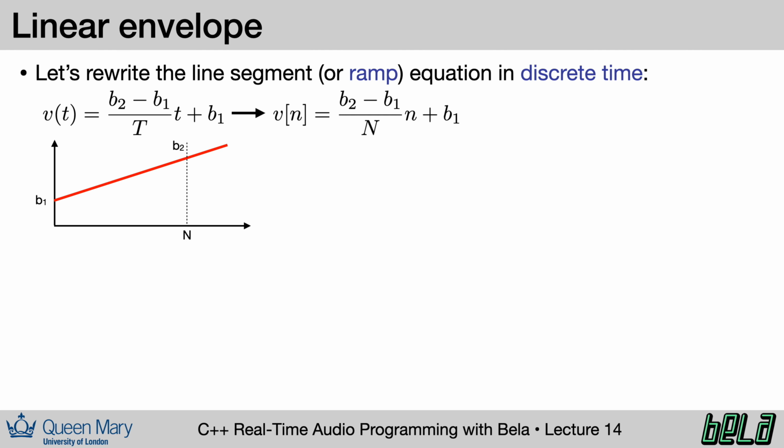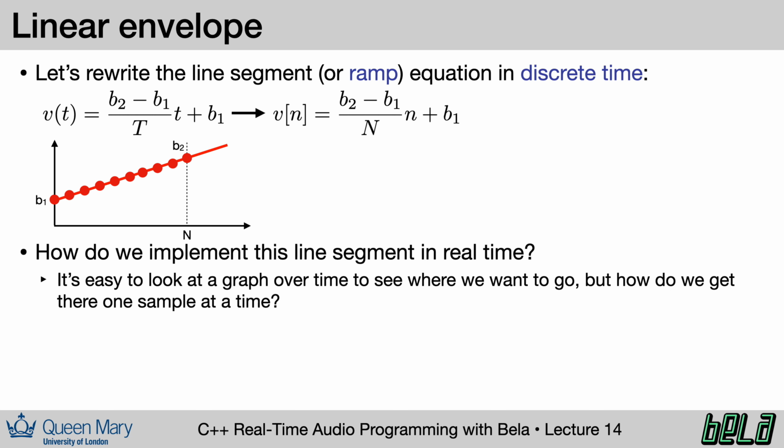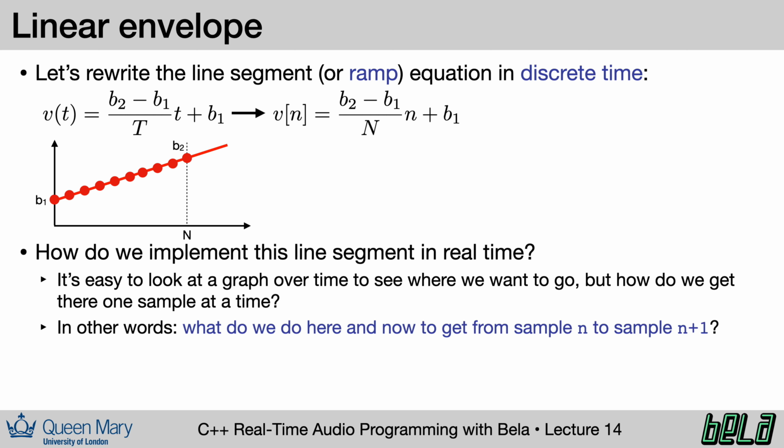Let's rewrite this now as a discrete time function that can be implemented in a digital system. We here have an expression for v of n, which is essentially a sampling of the original continuous function v of t. We need to ask ourselves how to implement this line segment in real time. We can look at this graph and we can see what needs to happen over time, but what we do in the moment, each individual audio frame, needs a little more thought. We need to think about how we get from frame n to the next frame, n plus 1.